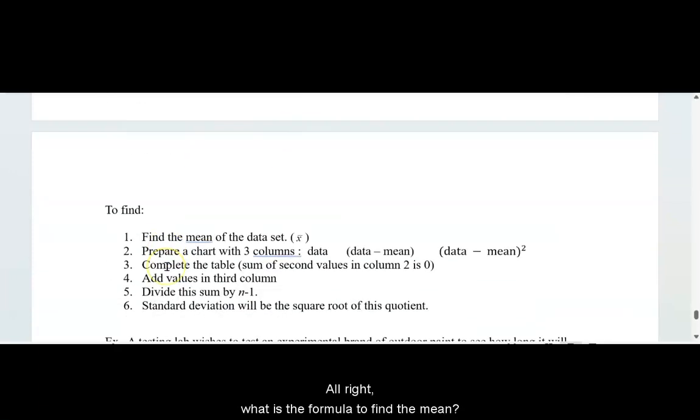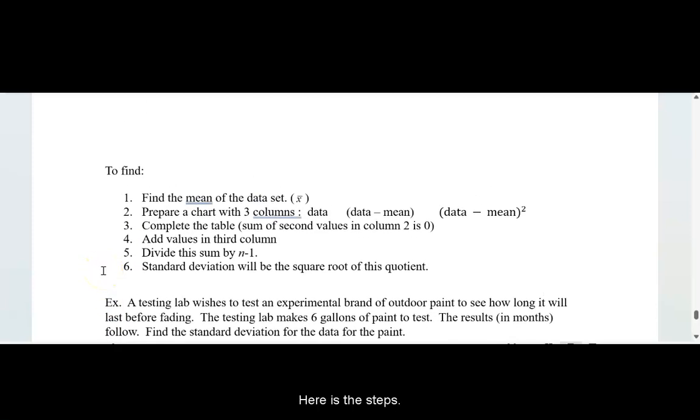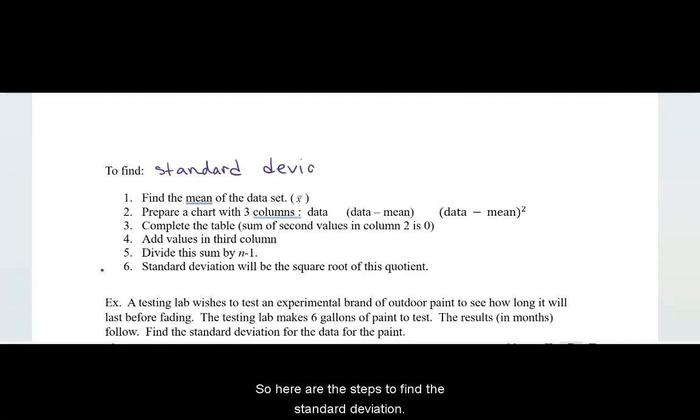All right, what is the formula to find the mean? Here are the steps to find the standard deviation. You find the mean. That's the very first step. You have to find the mean of the data set.